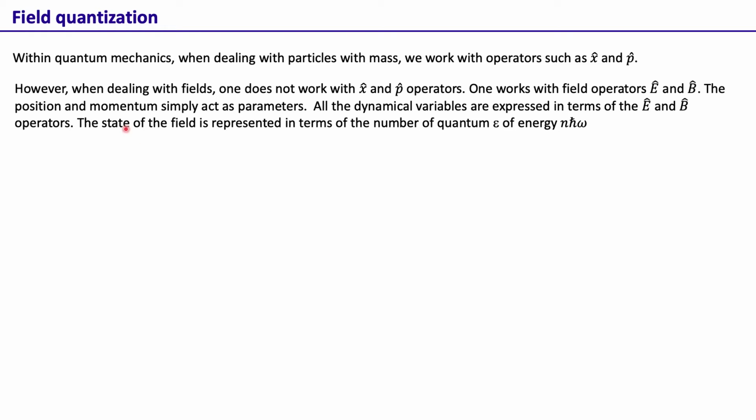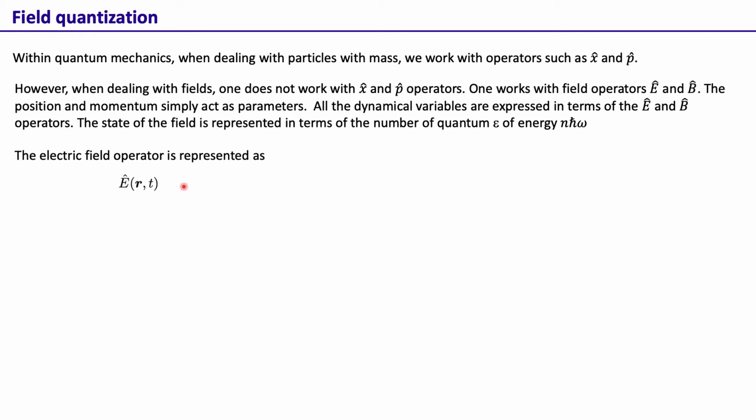Okay, so as we saw in field quantization, within quantum mechanics, when dealing with particles, we work with position and momentum operators. When dealing with fields, we don't work with x and p operators, we rather work with the field operators, electric and magnetic field operators, and the position and momentum simply act as parameters. All the dynamical variables, that means all the operators corresponding to the dynamical variables, are expressed in terms of electric and magnetic field operators when working with fields. And we saw that the state of the field is represented in terms of the number of quanta of energy.